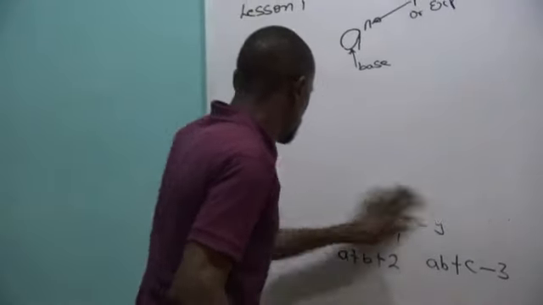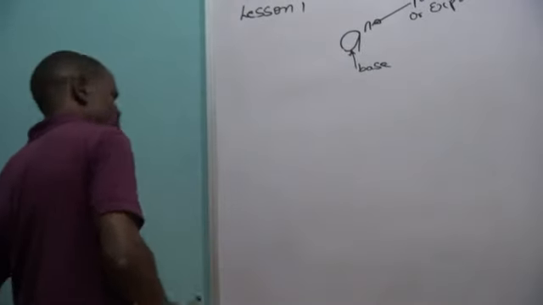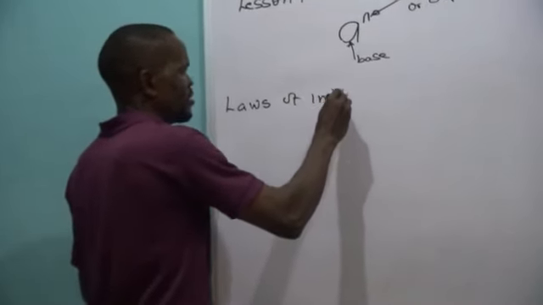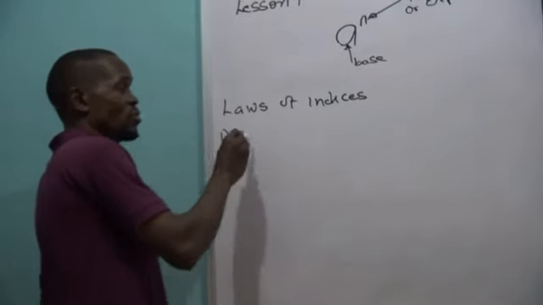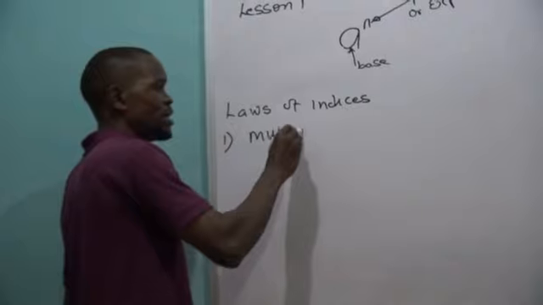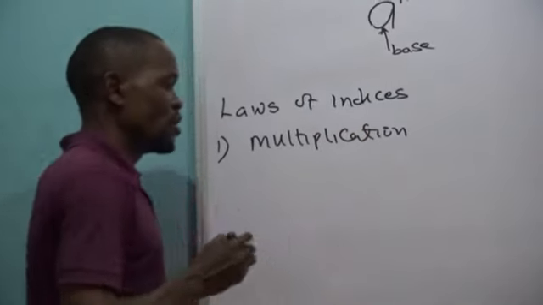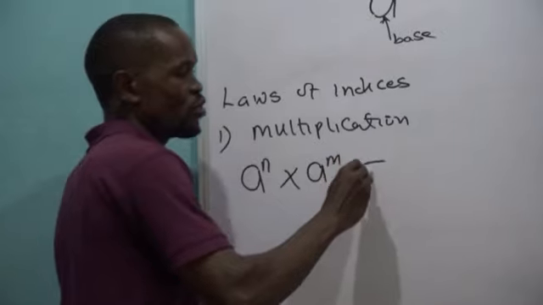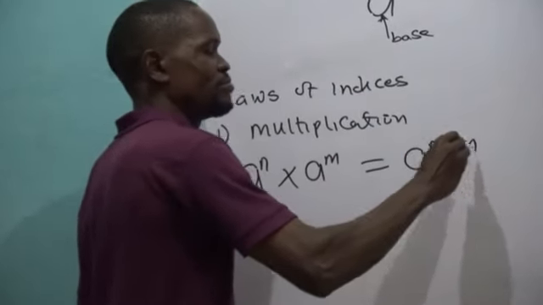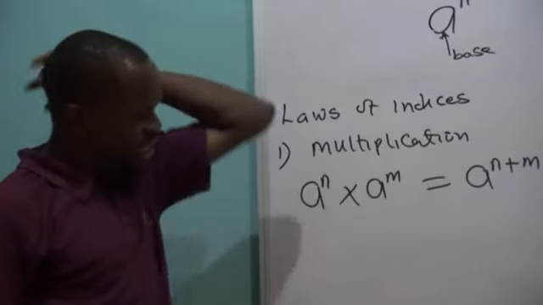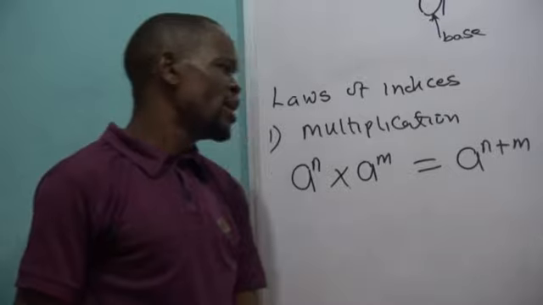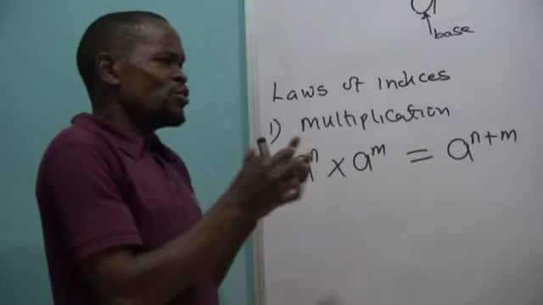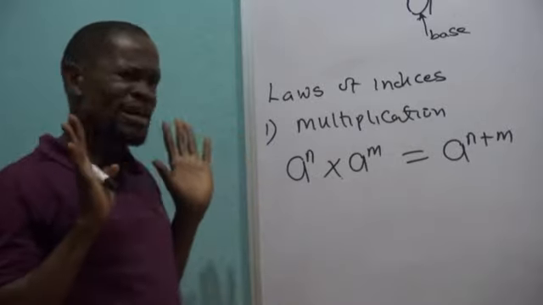We move to what we call laws of indices. Number 1, we have what we call the multiplication law. This multiplication law is telling me that A raised to power n times A raised to power m is equal to A raised to power n plus m. This is the format. This is what I need to put in my brain. I don't need any other thing. This is the format for the multiplication law.